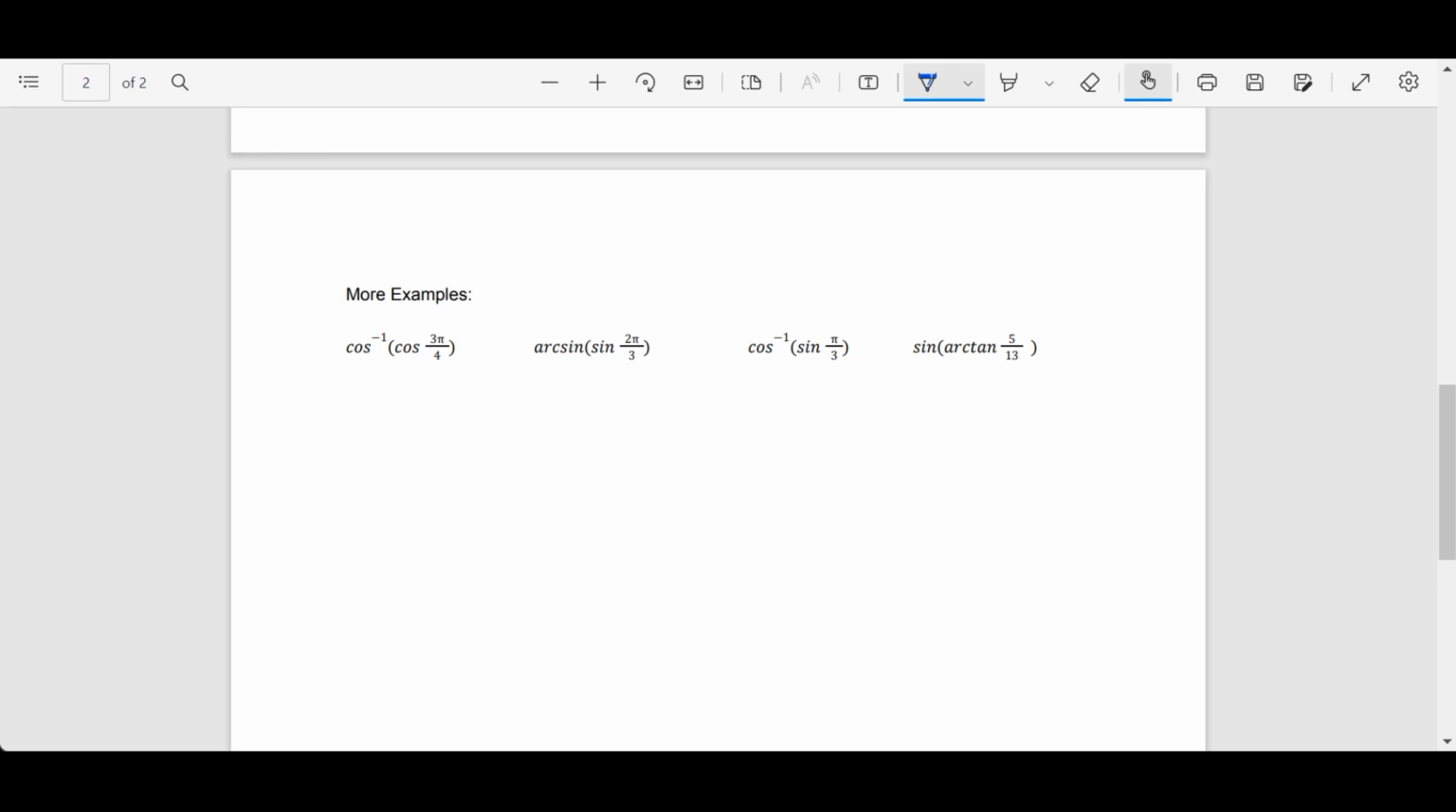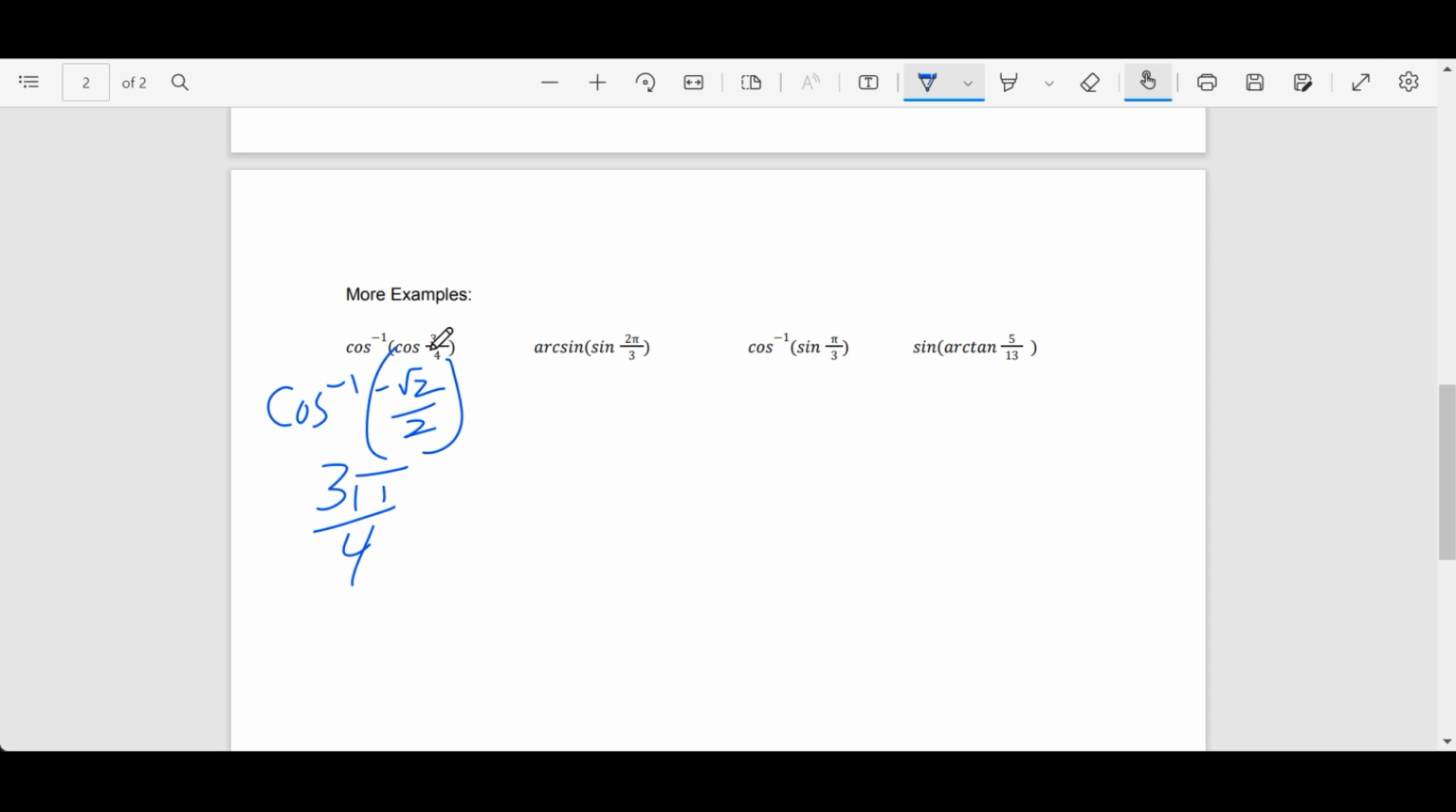We will also see some functions like these where there's a function within a function. So you work on the insides first and work your way back. For the one on the far left here, we have inverse cosine of cosine of 3 pi/4. What's cosine of 3 pi/4? That would be -√2/2. And inverse cosine of -√2/2 is 3 pi/4.